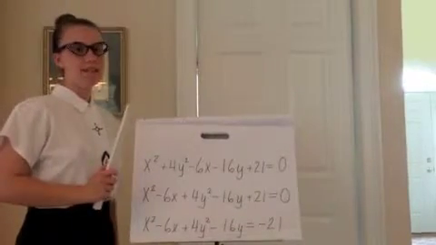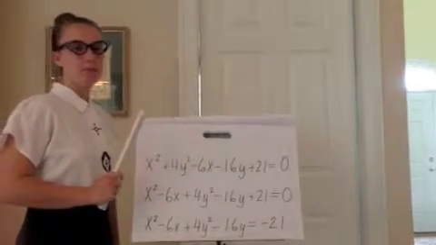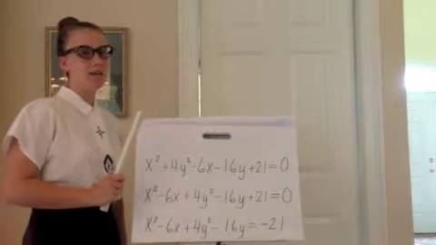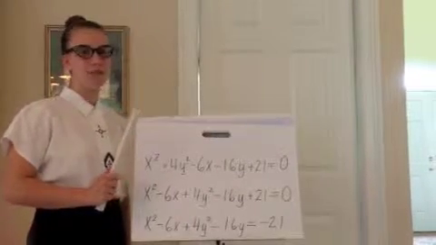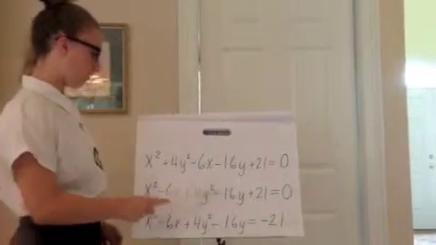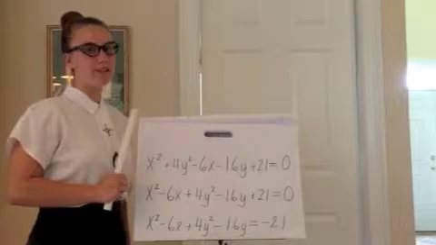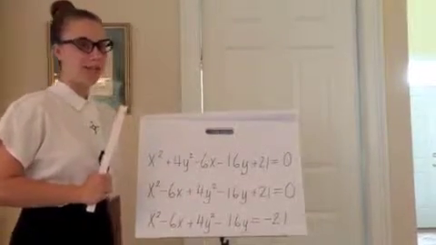Okay, so let's say we are going to put this equation into standard form. Our first step is to put the x and y related terms next to each other in the equation. So it would now read x squared minus 6x plus 4y squared minus 16y plus 21 equals 0. Then you want to move the 21 over to the other side of the equation. So the 21 becomes a negative 21, and now we have this.